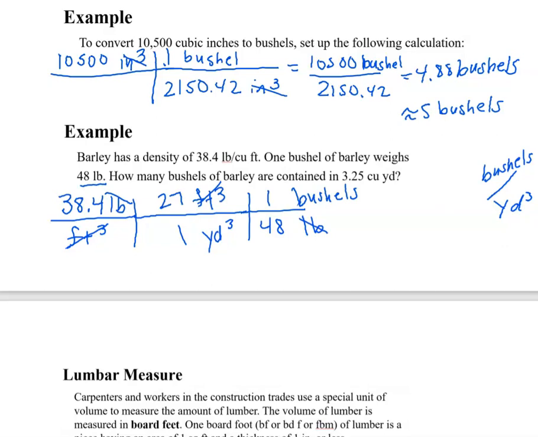So in the end, we would have 38.4 times our 27 over our 48. So it's going to get us 21.6 bushels per yard cubed.